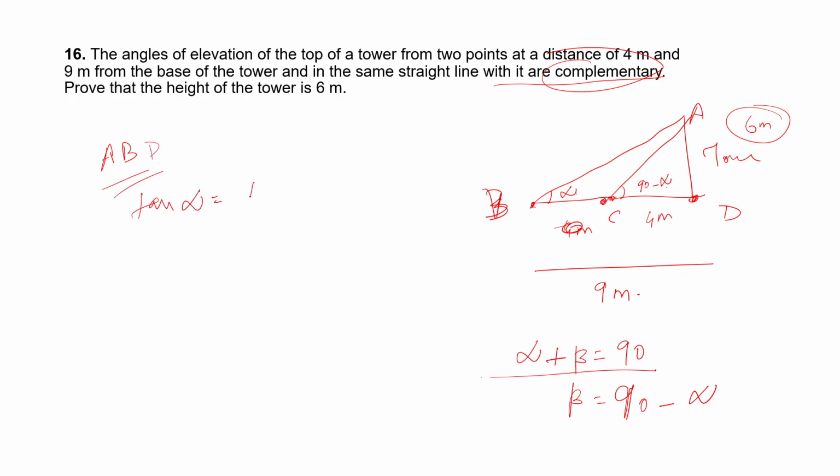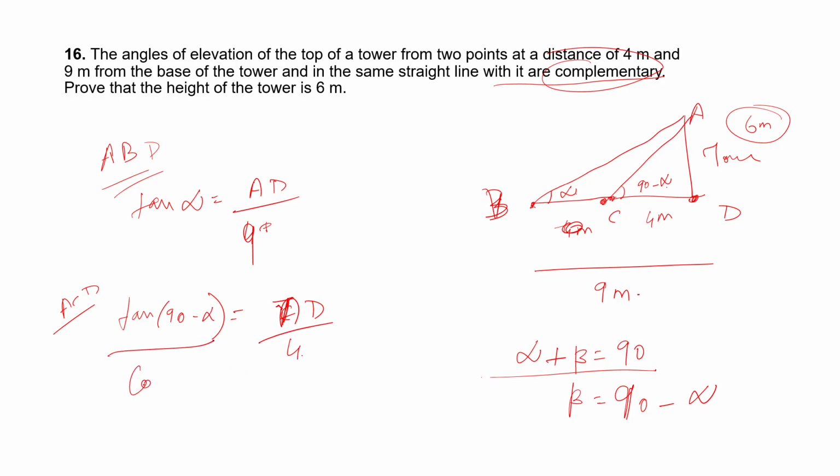So tan alpha is equal to AD by 9 meter. This distance BD is 9 meter. And then tan of 90 minus alpha, for this other triangle ACD, is CD by AD, which is AD by 4. Here tan of 90 minus alpha is nothing but cot alpha. So cot alpha is AD by 4.